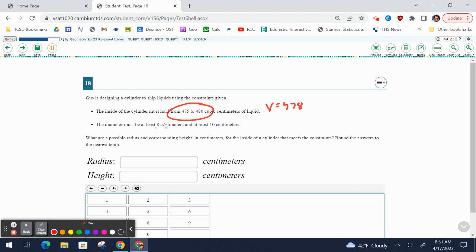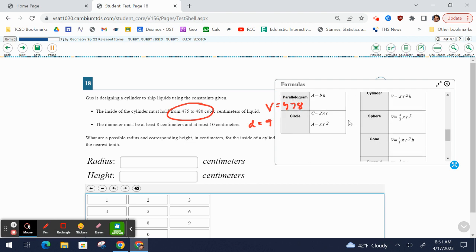And then again, I'm going to pick a random diameter in between here. Now it says at least 8, but at most 10. So that's going to be somewhere between 8 and 10. So let's let our diameter be 9. Again, just split the middle. So now we need to know what is the possible radius and height combination for this figure. So let's go to our reference sheet.